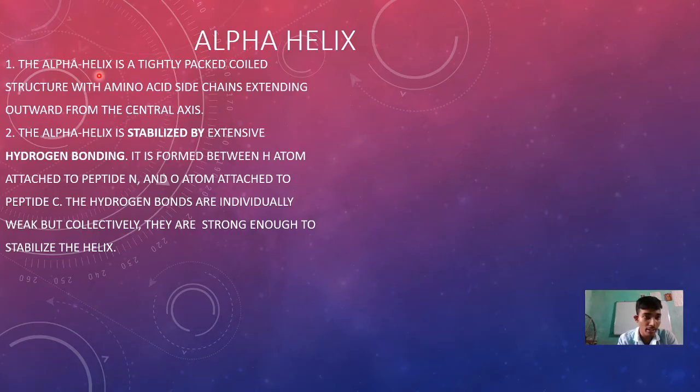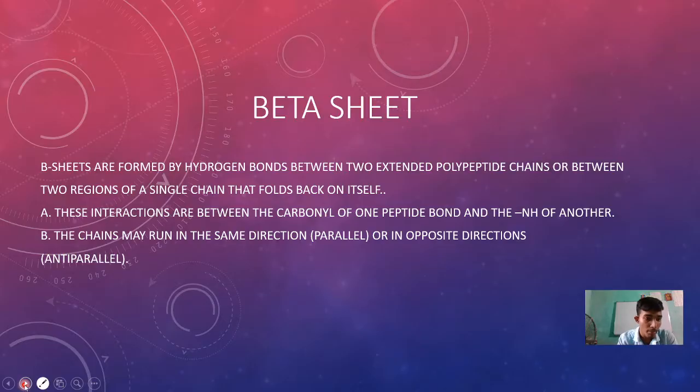Let's see some properties. You can note this down. The alpha helix is a tightly packed coiled structure, with amino acid chains extending outwards from the central axis. But remember, the hydrogen bonds are individually weak, but collectively they are strong enough to stabilize the structure. So let's move to the beta sheet.